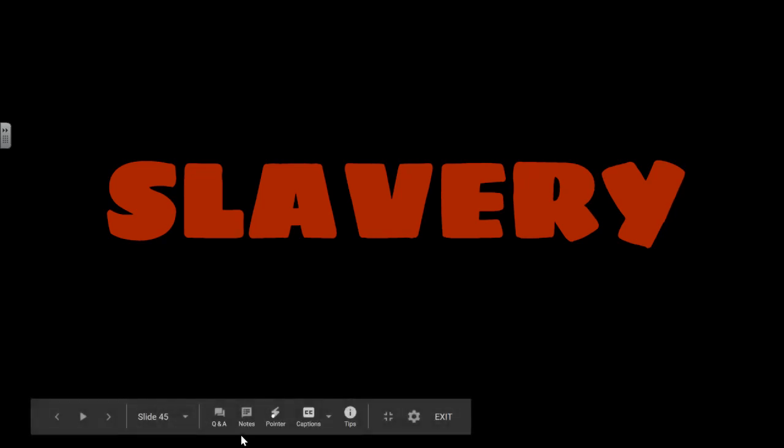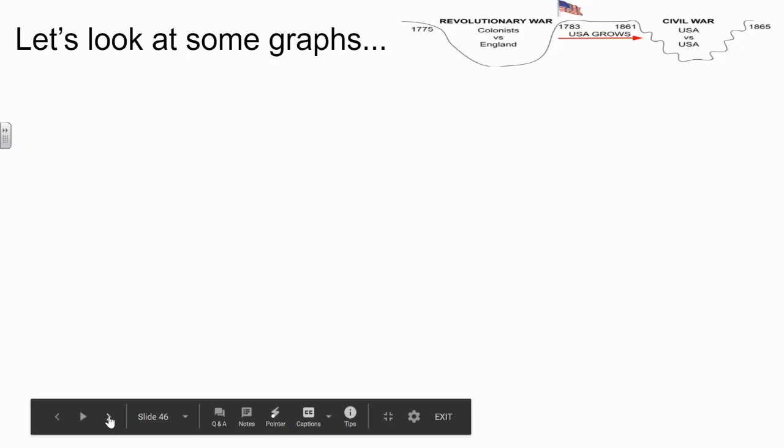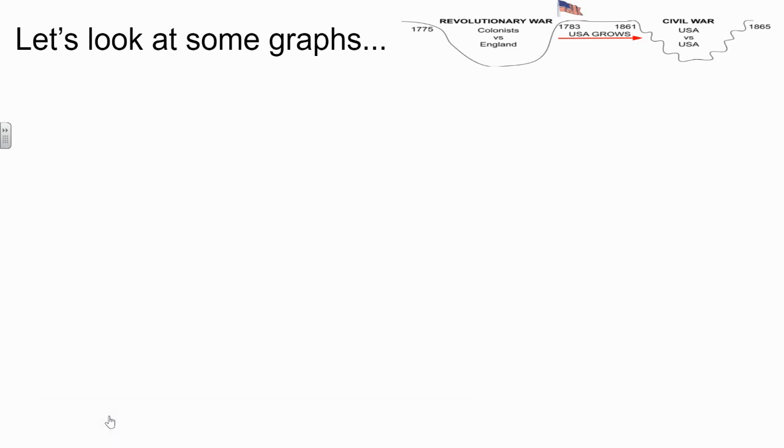But what's interesting about the topic of slavery is that slavery wasn't always as big of an issue in the United States of America as it was at the start of the Civil War. So I want to talk about that real quick. If you take a look up at the timeline at the top, you can see that the Revolutionary War ends in 1783. That's when the United States of America becomes a country. And over the next 78 years, our country grows from 13 states to 33 states. And unfortunately, in 1861, that's when our Civil War will begin.